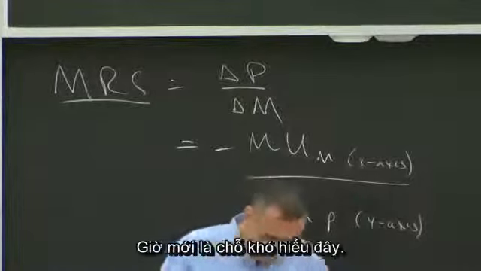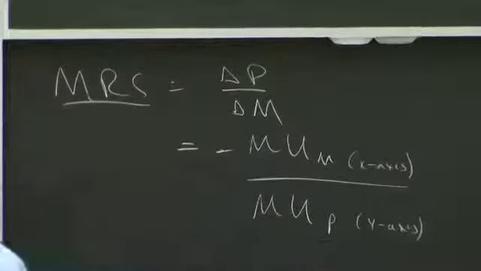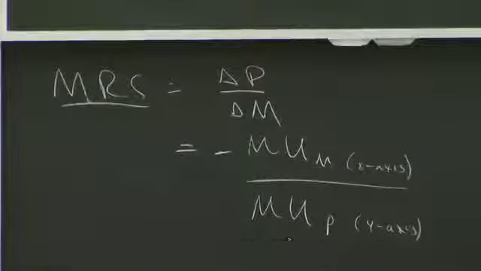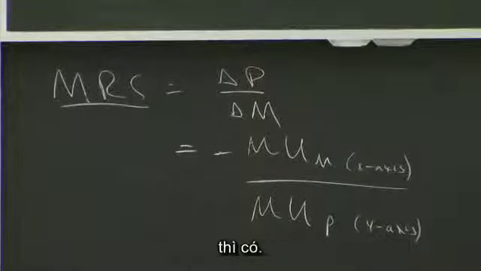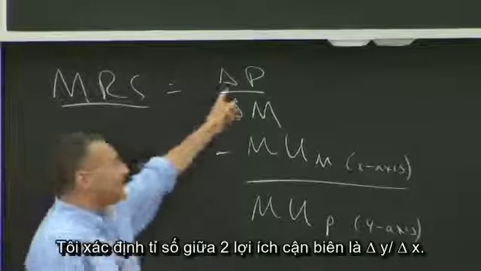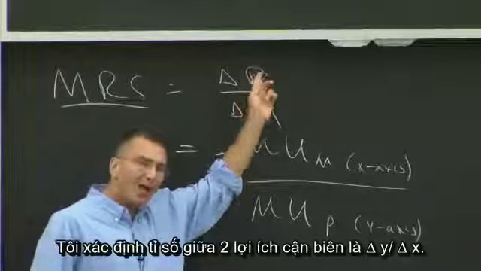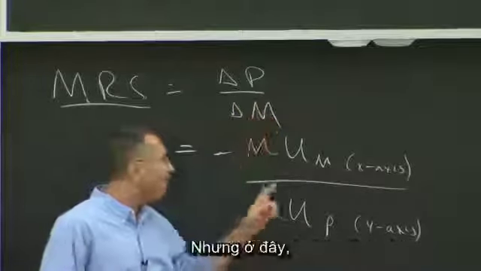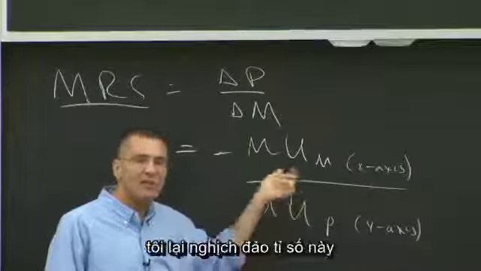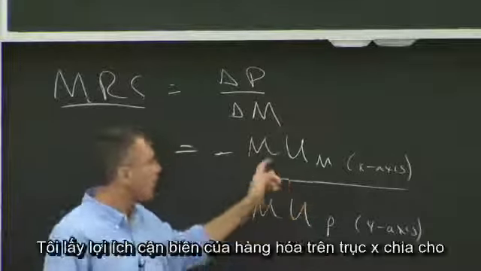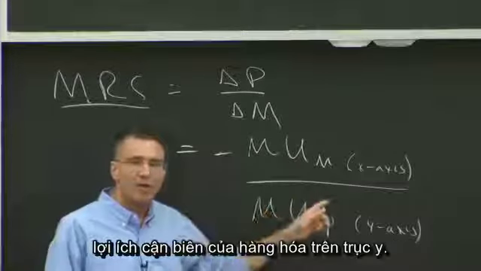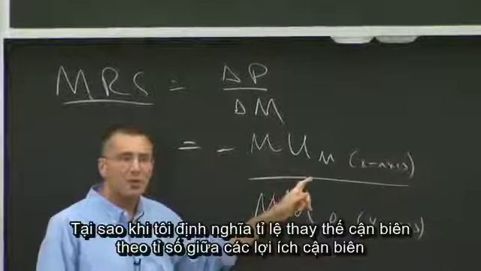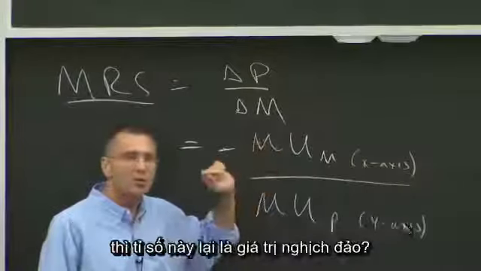Now, this is tricky. Once again, maybe you guys don't find it tricky. It's the kind of thing I find tricky, which is I defined it as delta y-axis over delta x-axis. And yet, when I defined it as marginal utilities, I flipped it. I did the marginal utility of what's on the x-axis over the marginal utility of what's on the y-axis. Why is that? Can anyone tell me why it is flipped when I define it in terms of marginal utilities?